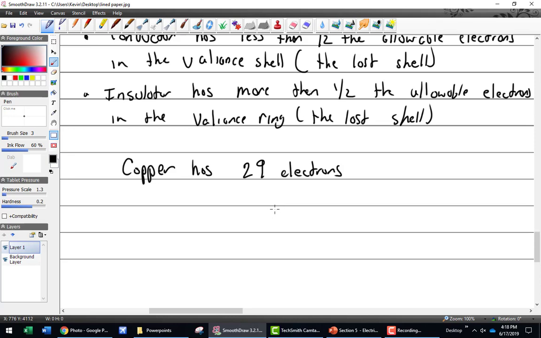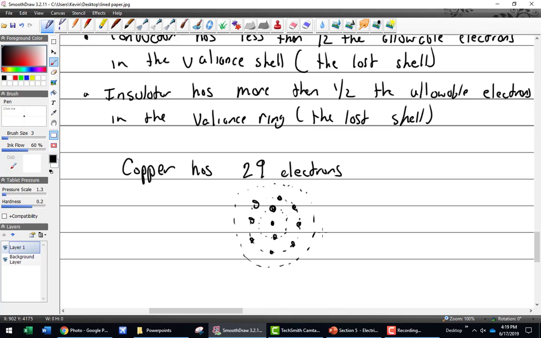Copper. How many electrons can I have in the first shell? 2, and it does. It has 2. How many can I have in the second shell? I can have 8, and it does. It has 8. 1, 2, 3, 4, 5, 6, 7, 8. So 2, 8. What am I up to? 10? I got a ways to go, don't I?